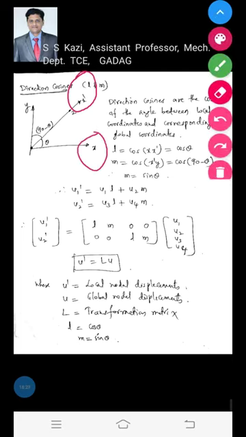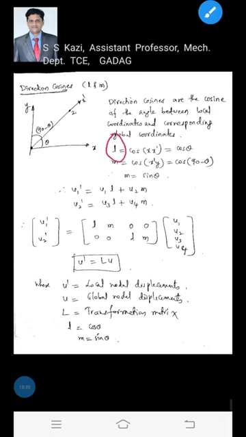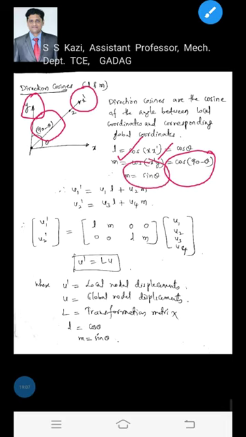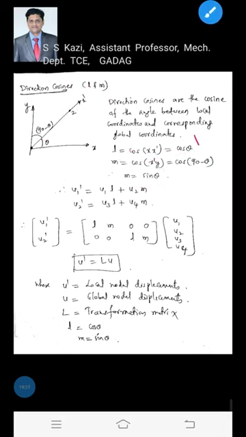Now first, what is L? The first direction cosine L is equal to the cosine of the angle between x and x dash, that is, the global coordinate and the local coordinate. That is cos theta. What is M now? M is equal to the cosine of the angle between the local coordinate x dash and y. That angle is 90 minus theta, and cos of 90 minus theta gives sin theta, so M is equal to sin theta. One direction cosine L is cos theta and another direction cosine M is sin theta.